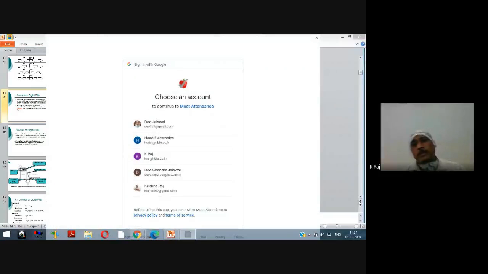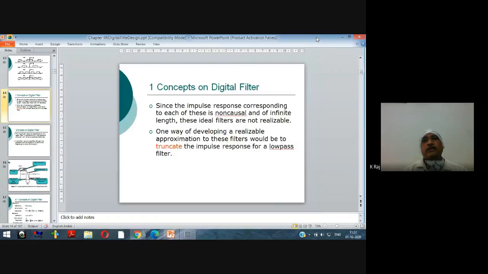Hello everybody. Today we will discuss the designing of the FIR filter.